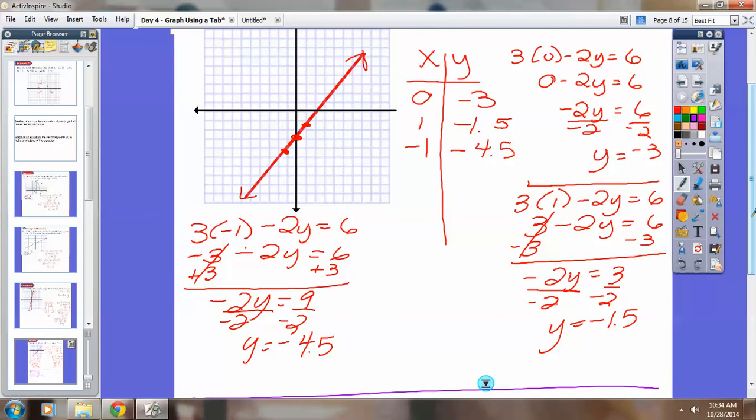I'm just trying to show you multiple ways to do the same problem. Again, there's not one way to do every problem. They're all going to be a little bit different. If you want to go ahead and solve for a variable and then plug in, that's fine. If you'd rather just plug in your x values into your equation as is, that's fine too. Doesn't matter.